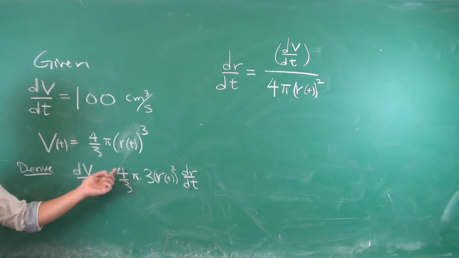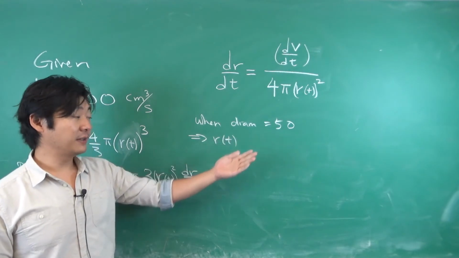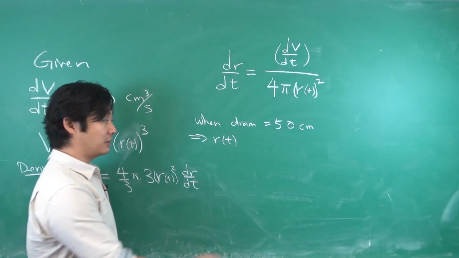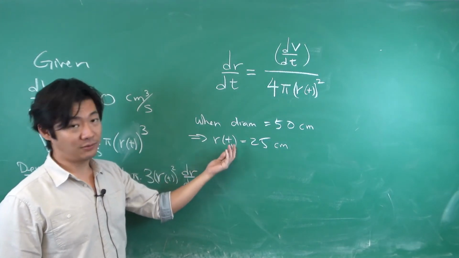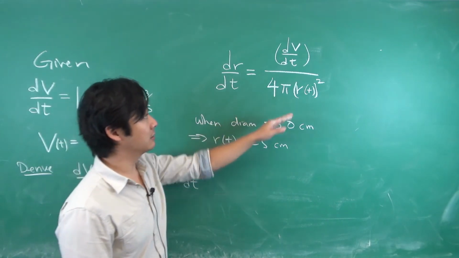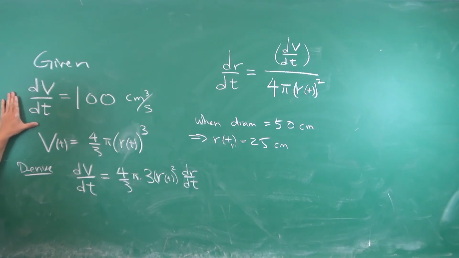dV/dt divided by 4 pi r squared. When the diameter is 50 centimeters, then the radius is half of that. So the radius will be 25. So at the time of interest, r of t1, let's say, is 25. So we can replace that here. And we also know that dV/dt is 100 at all times.